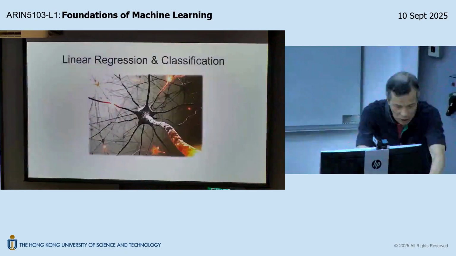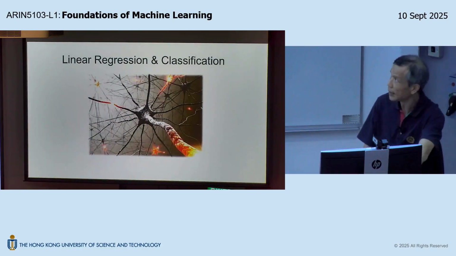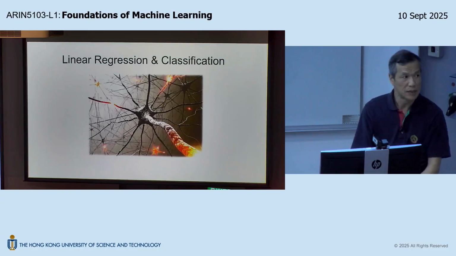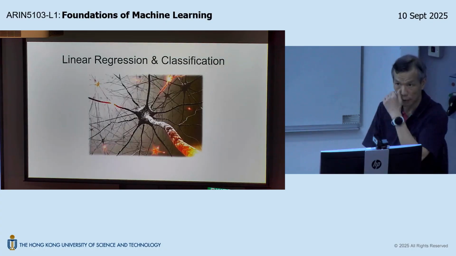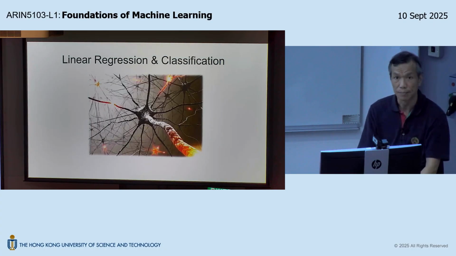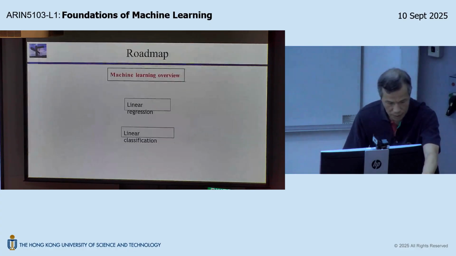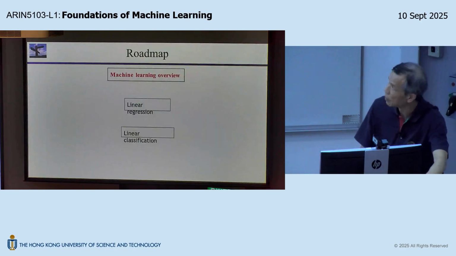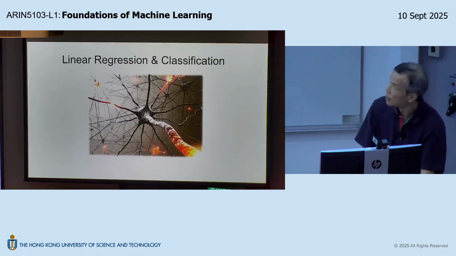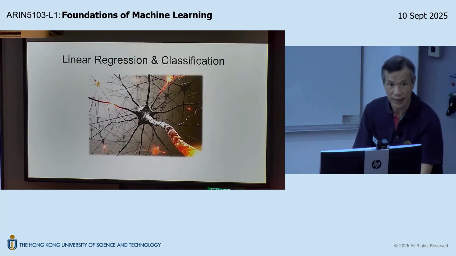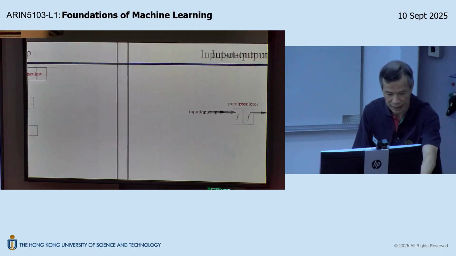So we are going to talk about supervised learning. For supervised learning, we will start with the most basic models, which are linear models. In particular, as the title states, we will talk about both classification and regression. We will first talk about regression and then classification.